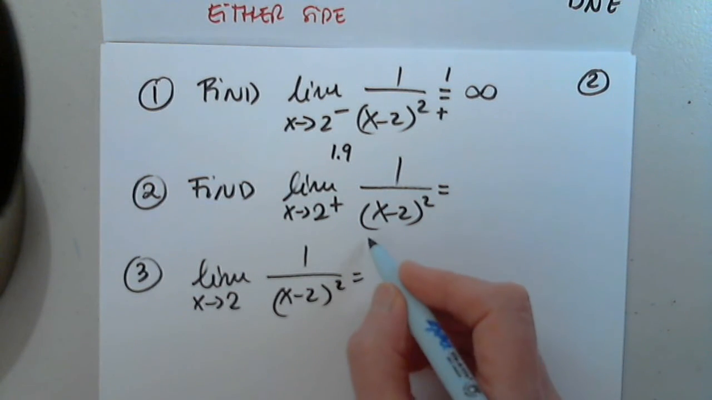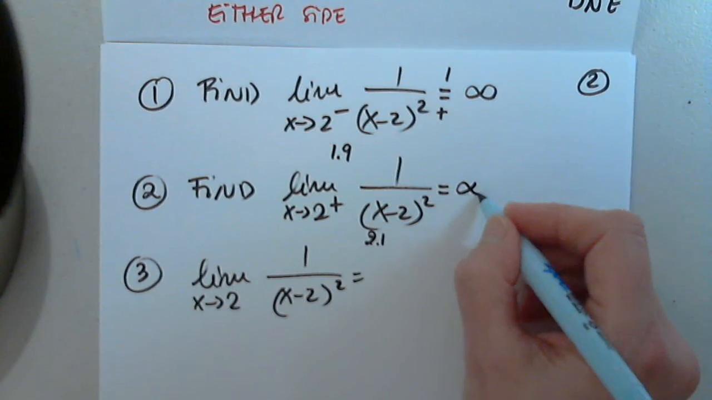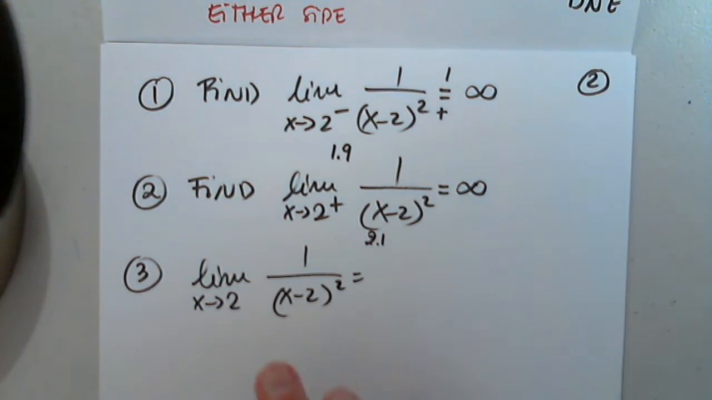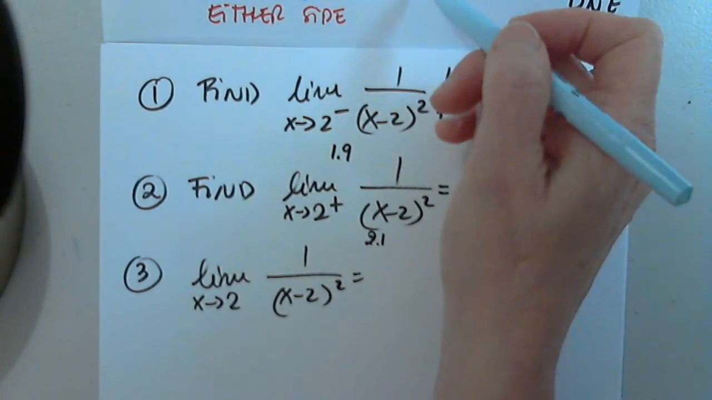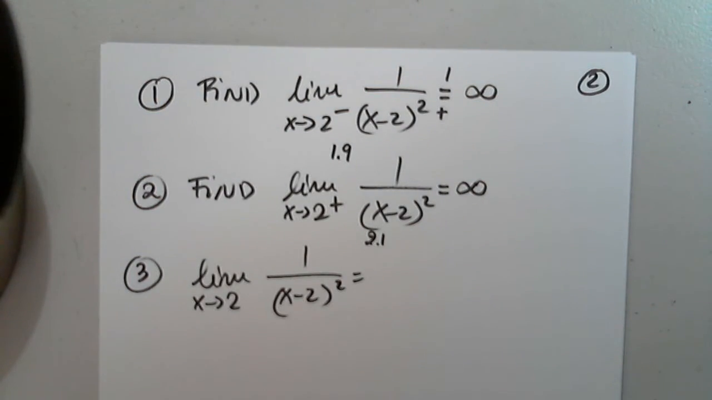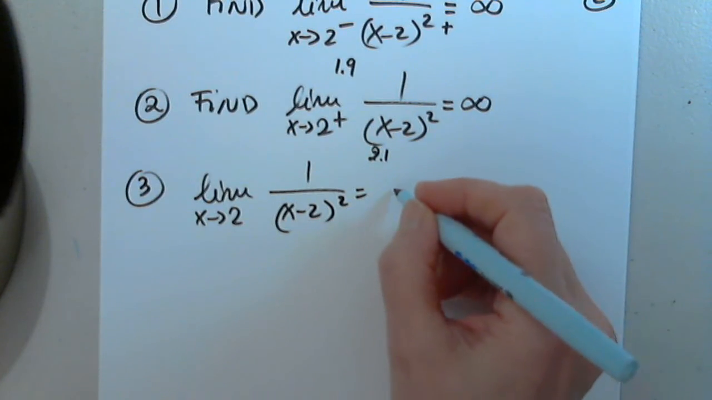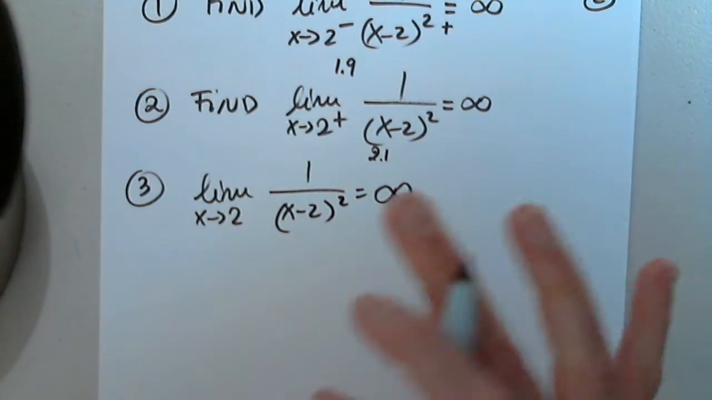Now with 2 from the right, this will be with 2.1. Same situation because I square, so it's still positive. Therefore, the limit I'm interested in is positive infinity. That's perfect.